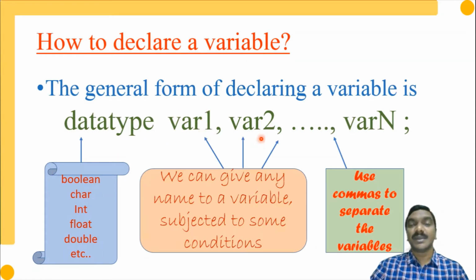If you want to declare multiple variables, yes, you can declare, and use commas. You should give comma, comma, like this you can give, and finally you should end this declaration with a semicolon. This is what you should remember, right? This is the general form of declaring a variable: data type followed by variable name. This is very similar to the variable declaration in C and C++, right?